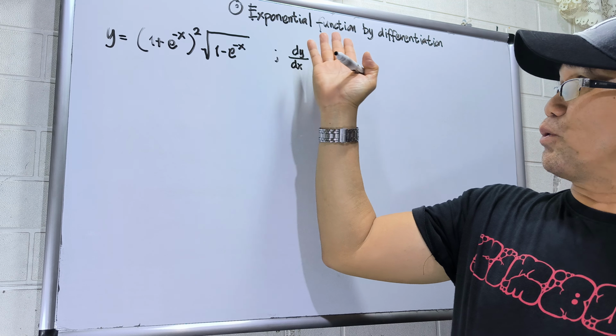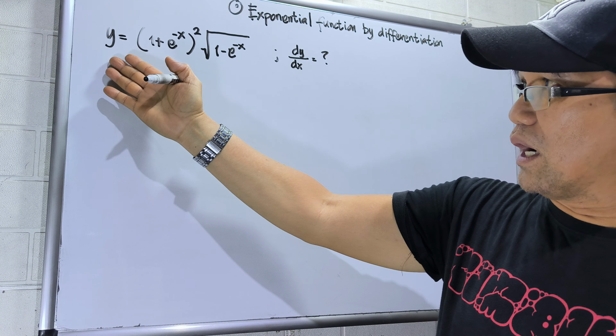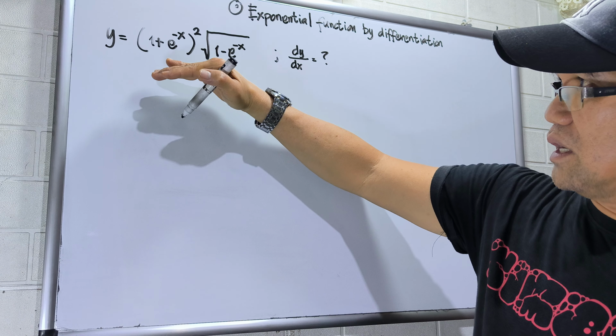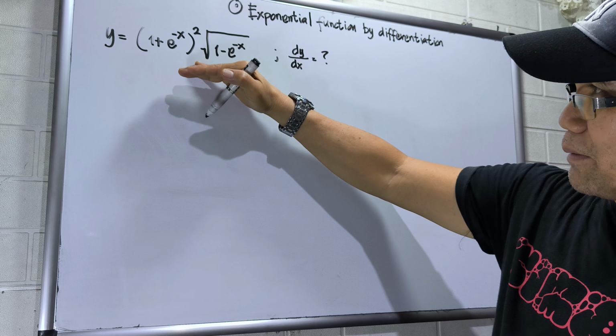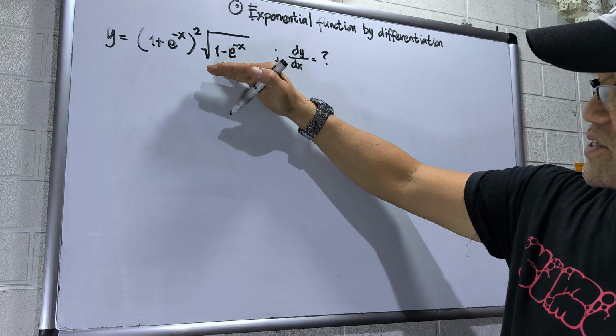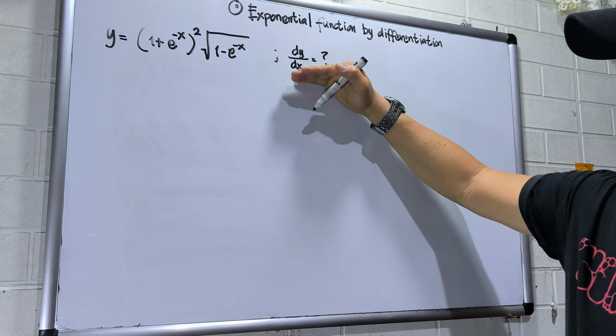The topic is exponential function by differentiation. So I have here y is equal to (1 plus e raised to negative x) squared times the square root of 1 minus e raised to negative x. My task is to find dy/dx.